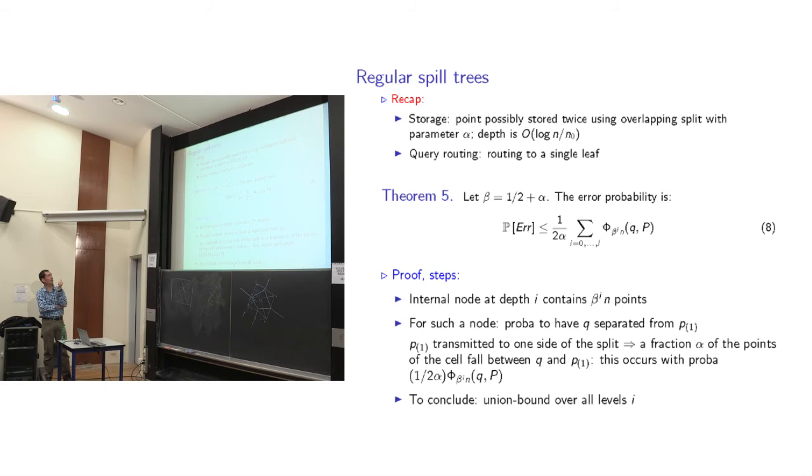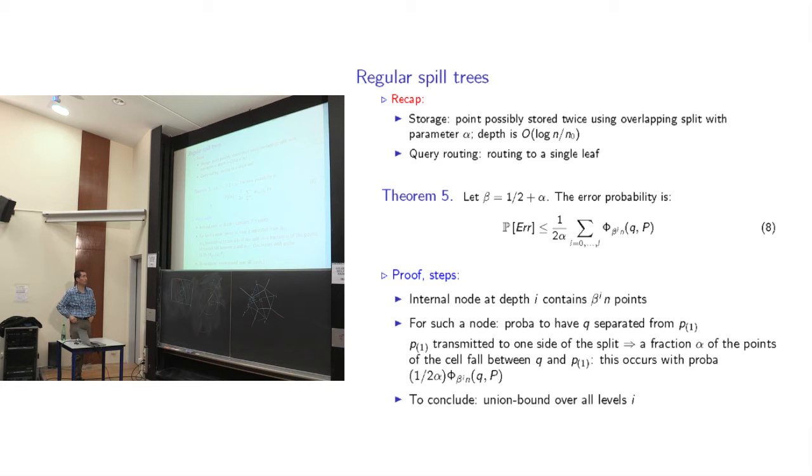And now let me make the main statements, which are about the performances of regular spill trees. Let me recap. In a spill tree, the storage is such that a point is possibly stored twice using the overlapping split with parameter alpha. And we have seen that these trees have a depth which is logarithmic in the number of nodes. Again, in a regular spill tree, there is redundancy at the construction of the tree, but regular routing using the defeatist search. And so the theorem is the following one.